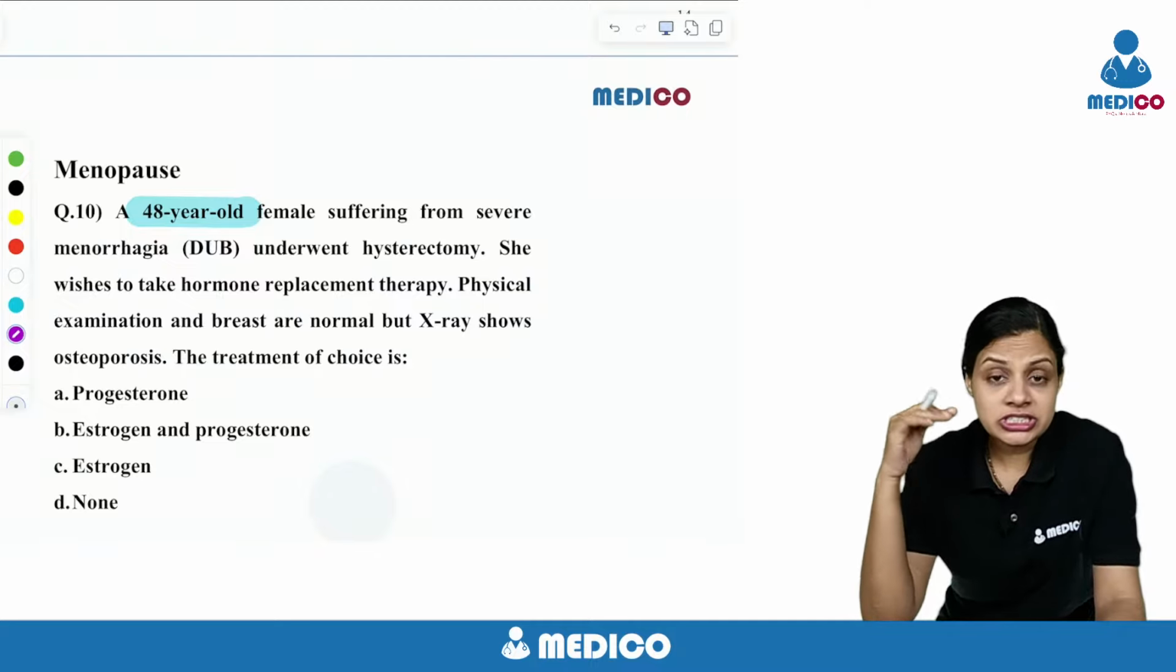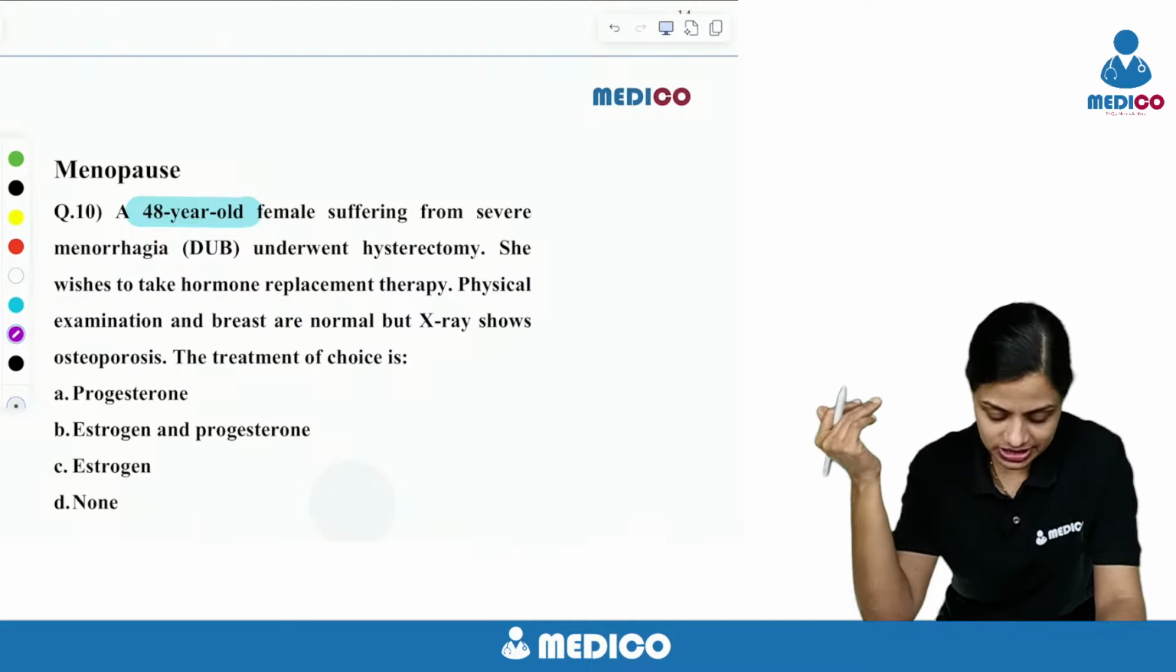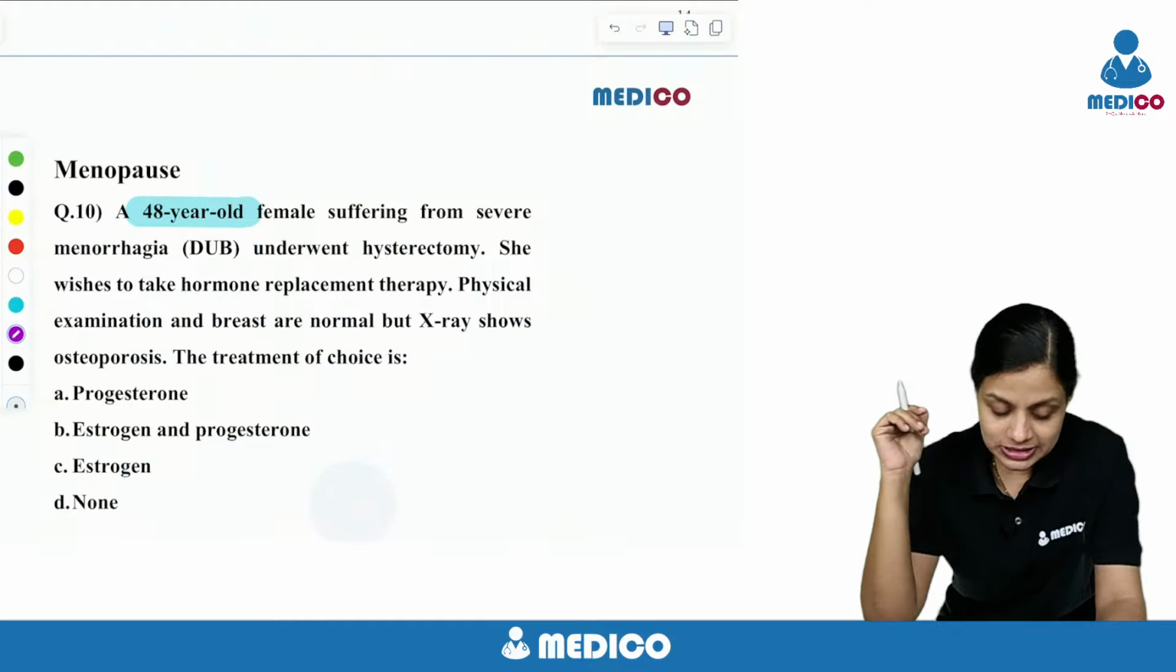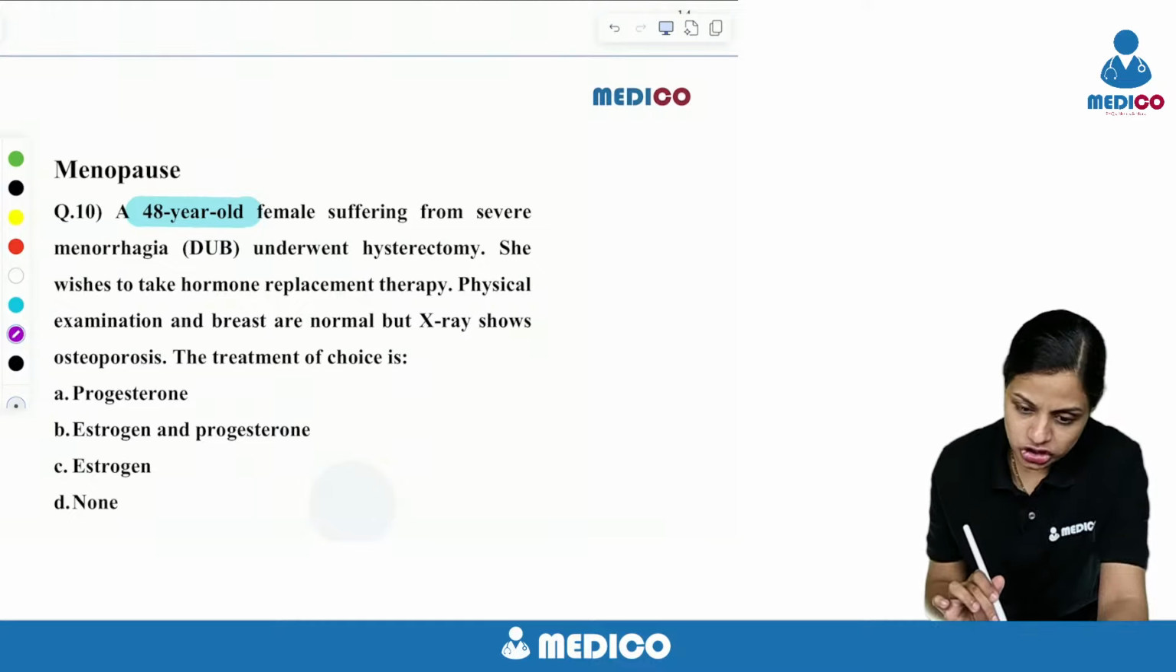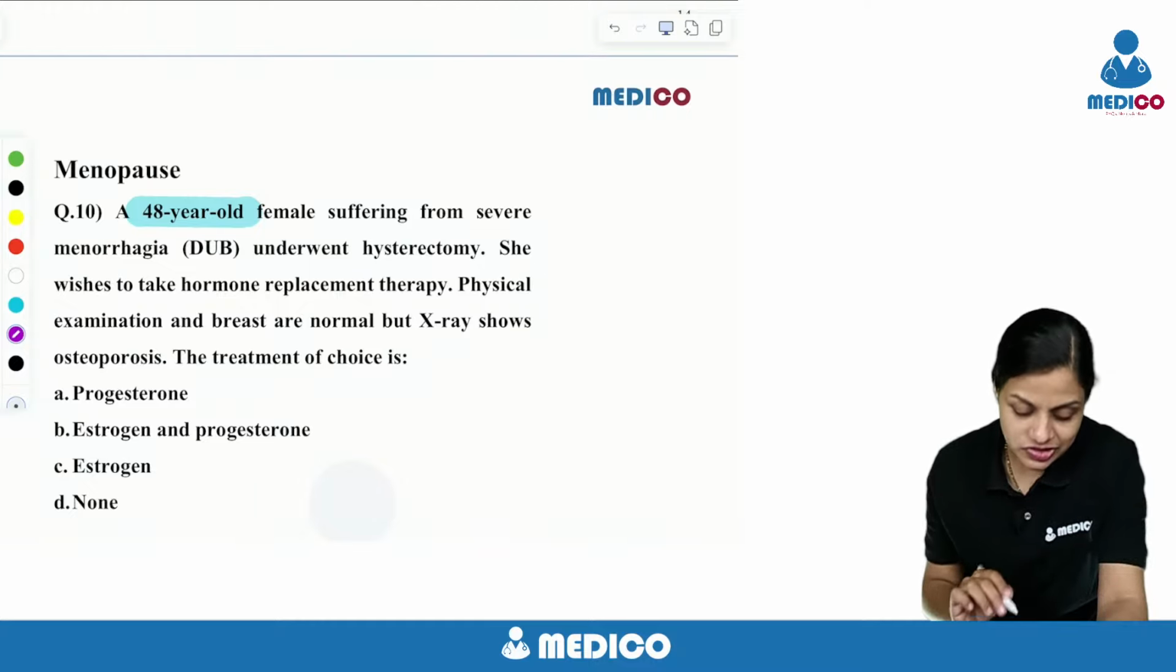So, they have not mentioned she has had severe DUB and she underwent hysterectomy. What will you do as the treatment of osteoporosis in this woman? The answers they have given are progesterone, estrogen and progesterone, estrogen, none.